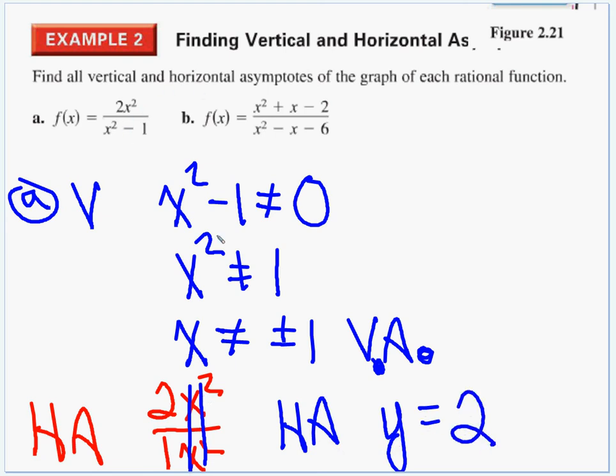Now, they didn't ask us to sketch it, so we can stop right there. Numerator equal to 0 would give you the x-intercepts, which they did not ask for. The test, our power is equal. That gives us the horizontal asymptote at 2. And set your denominator not equal to 0 to find the vertical asymptotes.